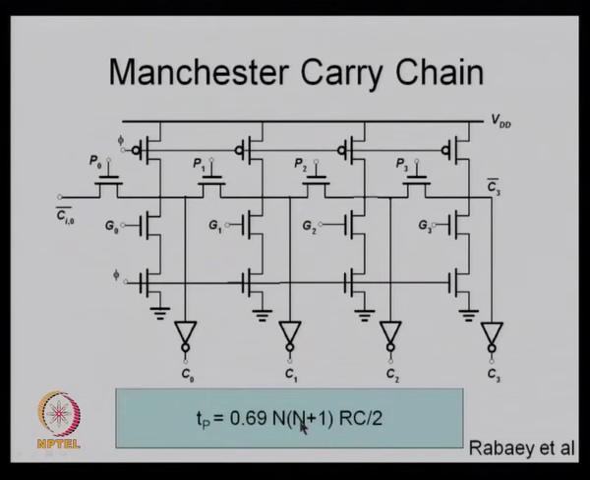Now, this fact is very relevant to understand, because if n is larger, for example, this is only 4 bits, if you have 16 bits, 32 bits, 64 bits, obviously the delay will be proportional to n square. That means, the larger the bit size of the additions you do, the larger is the delay which you are going to get. Therefore, it is essentially a ripple carry system in which carry is rippling, and as many stages as it has to ripple, that much delay it will create.